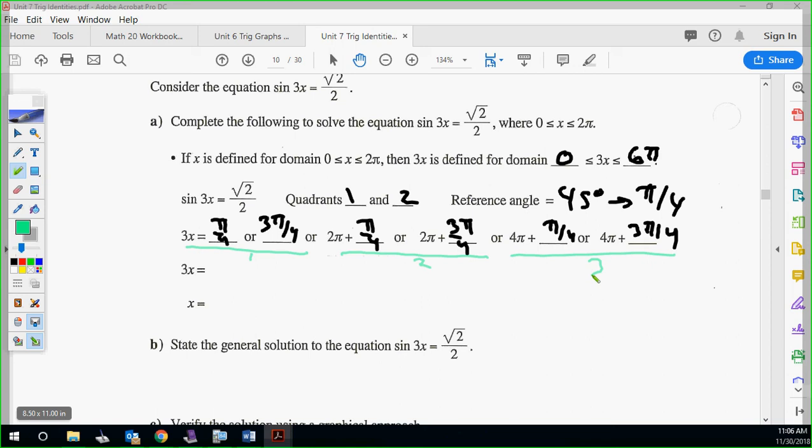So let me draw it. If I'm 0 to 2 pi, let's just talk about sine. Let's just be very general here. Sine starts here, it goes here, comes down, goes there, right? 0 to 2 pi.